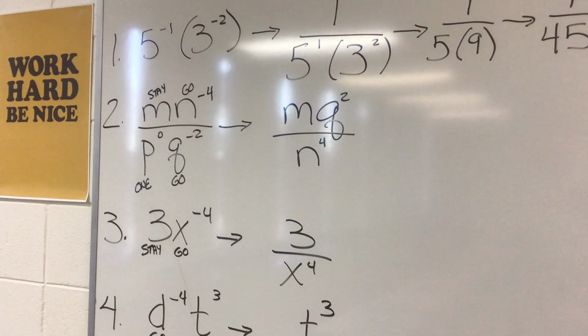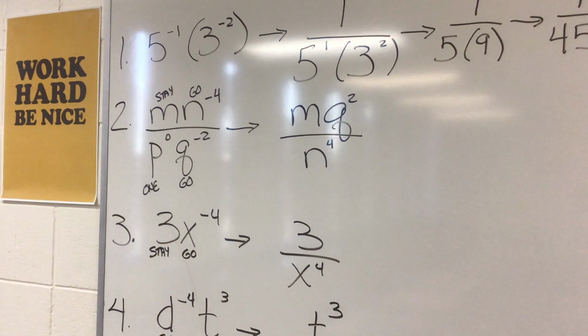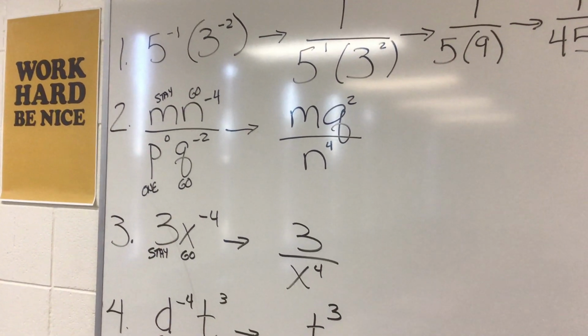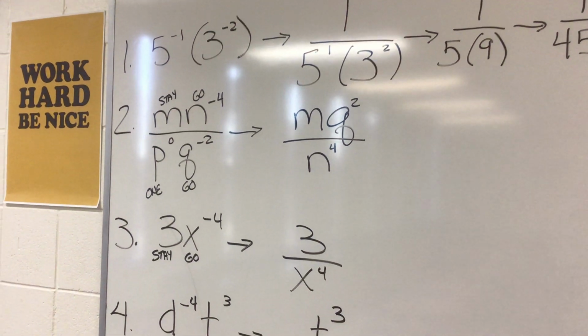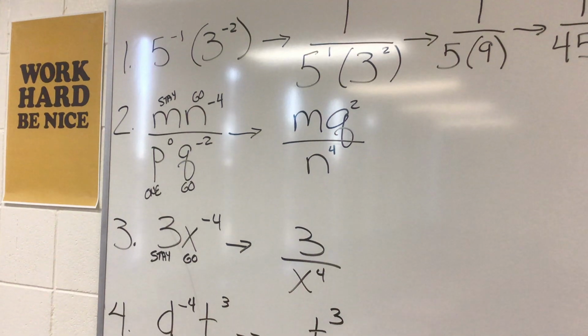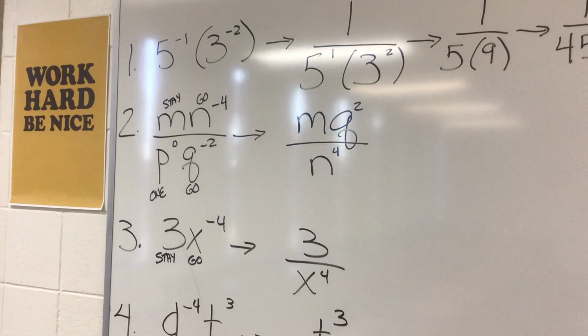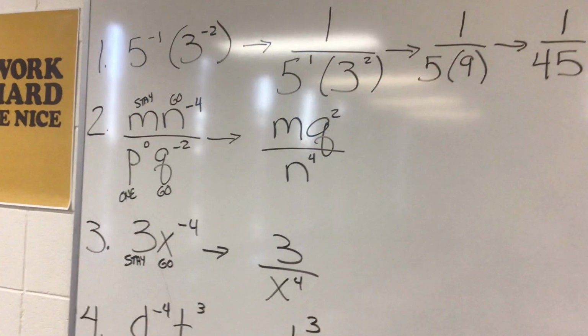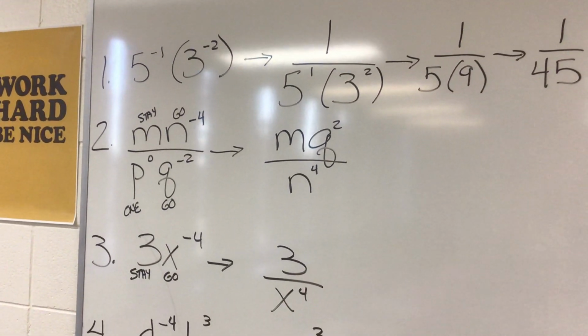Now you notice that none of the variables for number 2 were the same, right? So there was no simplifying before I executed negatives. There was nothing to combine or anything. I just got to move what needed to move and leave what needed to stay. And there is my result. m q squared over n to the 4th.